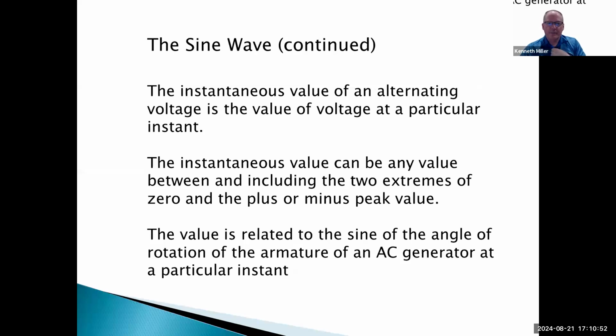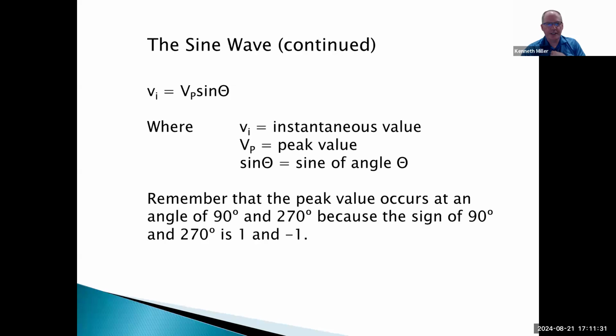All right, now the next thing I want to talk about, and then I'm going to stop for now on this, is the instantaneous value of an alternating voltage, which is the value of voltage at a particular instant. Okay, so the instantaneous value can be any value between and including the two extremes of 0 and plus or minus the peak value. The value is related to the sine of the angle of rotation of the armature of an AC generator at a particular instant. Okay, so this is where some of that trick is going to come in, and all we need to know is how to calculate this.